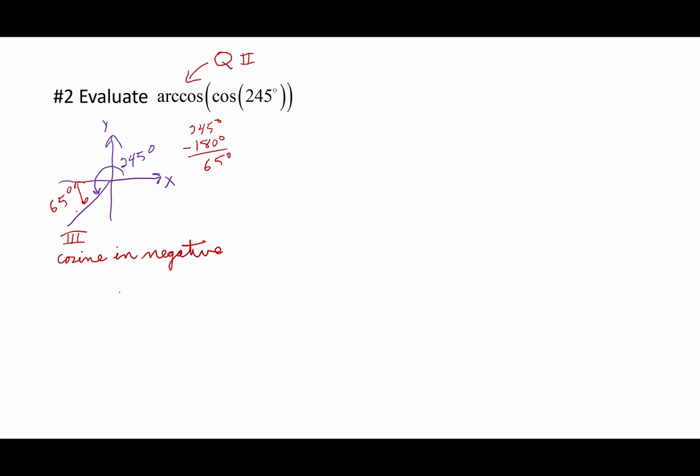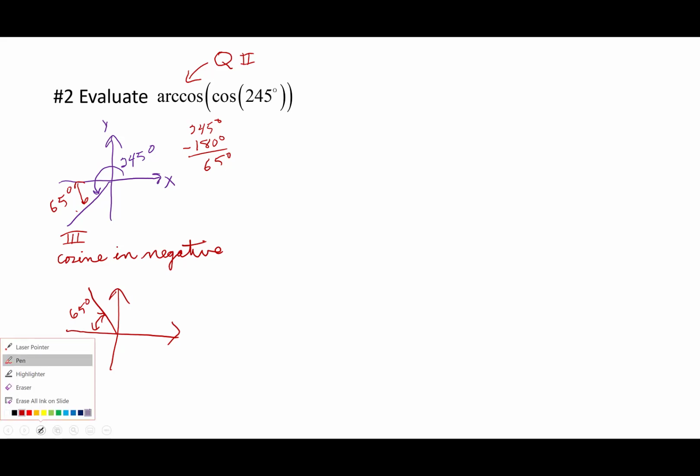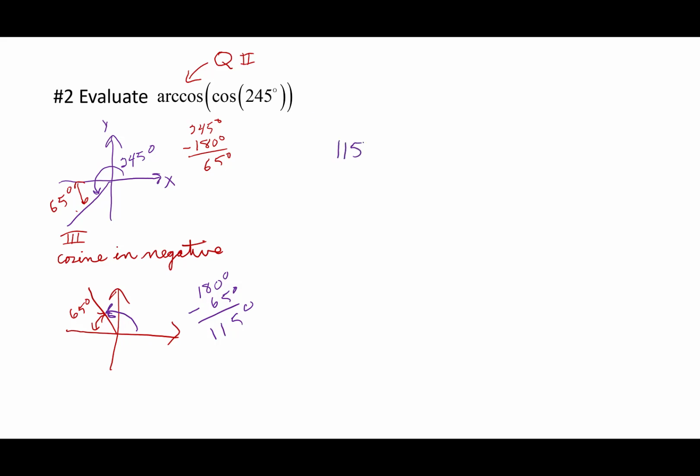to quadrant 2. Well, the way I would do this, in quadrant 2, I'm going to put my reference angle of 65 degrees right here. And then I figure out what the resulting angle would be right here. To find this resulting angle, I would take 180 degrees minus 65 degrees, and I'd get what, 115 degrees, it looks like. So the arc cosine of the cosine of 245 degrees would be 115 degrees.